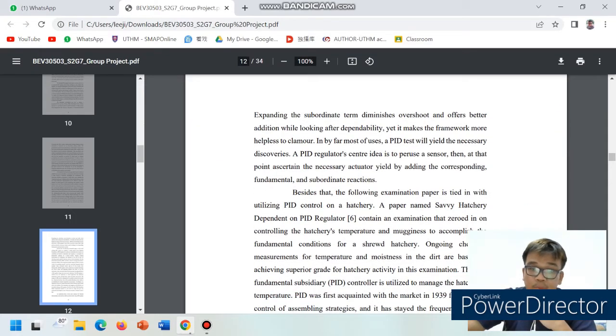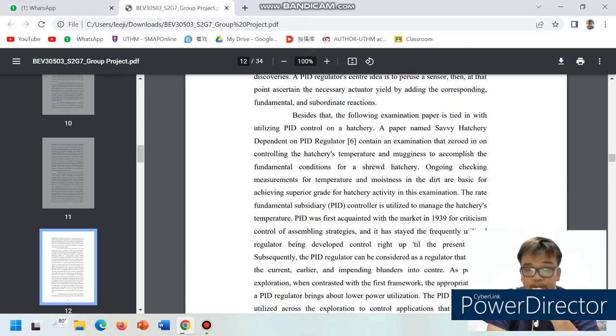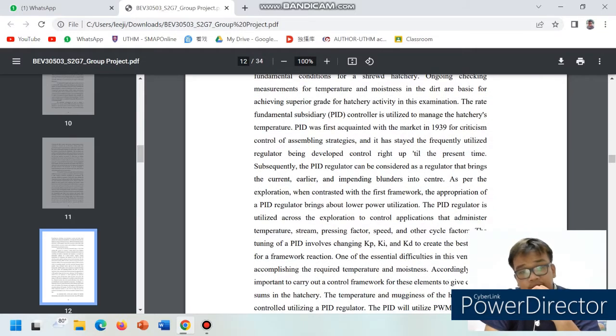Besides that, the following examination paper is about utilizing PID control on a hatchery, and the paper is named Smart Hatchery based on PID regulator. It contains an explanation that focuses on controlling the hatchery's temperature and humidity to accomplish the fundamental condition for the hatchery. A PID regulator is utilized across the board to control applications that involve temperature, flow, pressure, speed, and other loop factors.